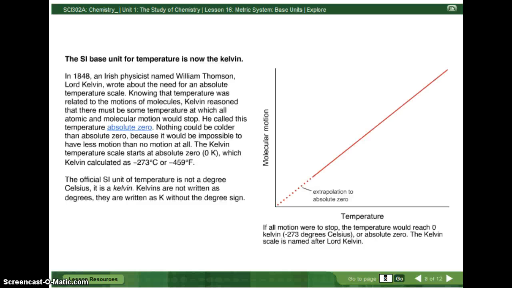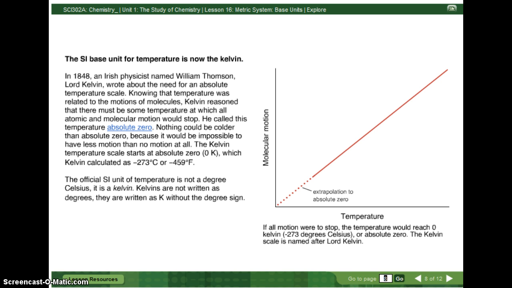The SI base unit for temperature is now the Kelvin. In 1848, an Irish physicist named William Thomson, Lord Kelvin, wrote about the need for an absolute temperature scale. Knowing that temperature was related to the motions of molecules, Kelvin reasoned that there must be some temperature at which all atomic and molecular motion would stop. He called this temperature absolute zero.